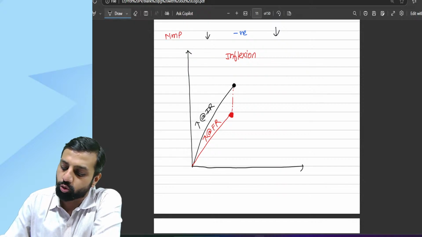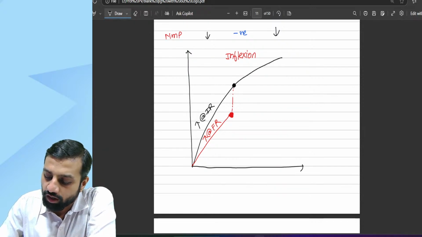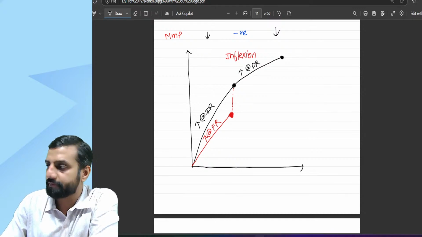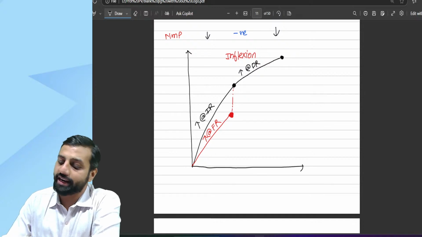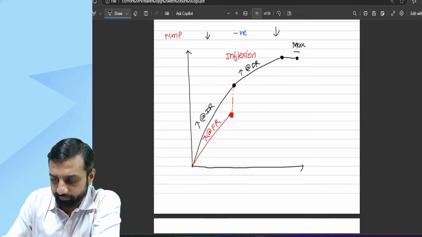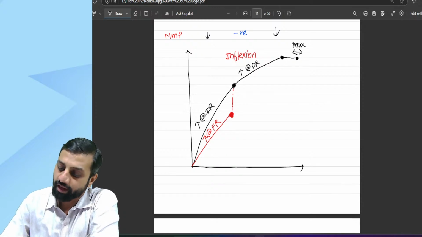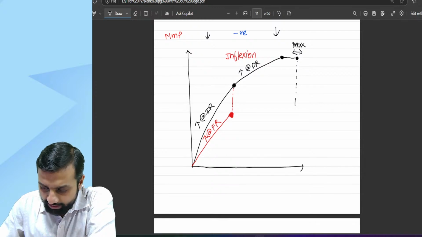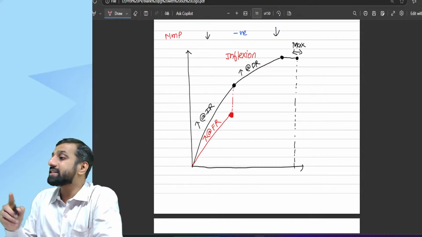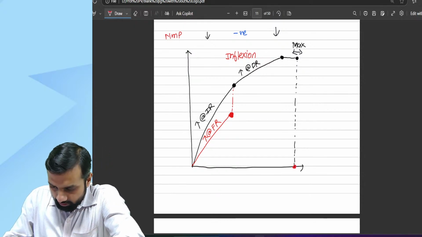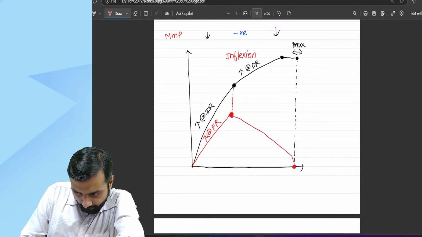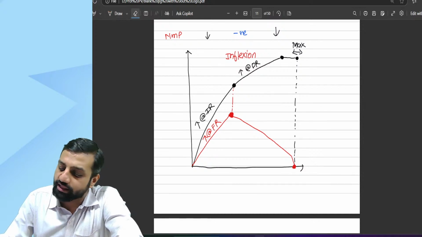Then what happens to TP? It rises but at a diminishing rate, and at the end of this stage it becomes maximum or constant. We know that when TP is a maximum, MP is 0. So MP will be 0 at this point. Now MP falls at a faster rate.